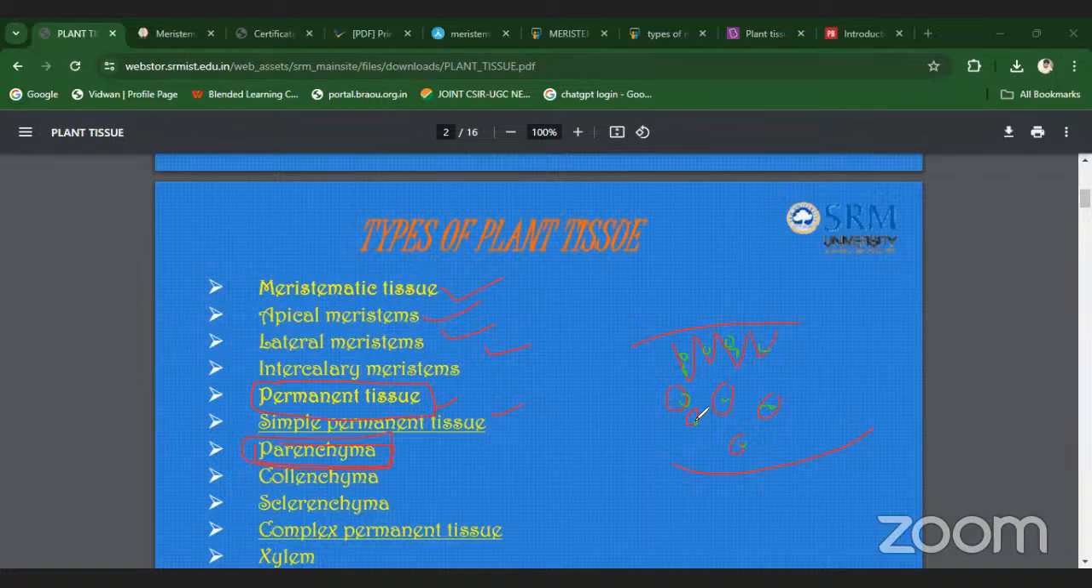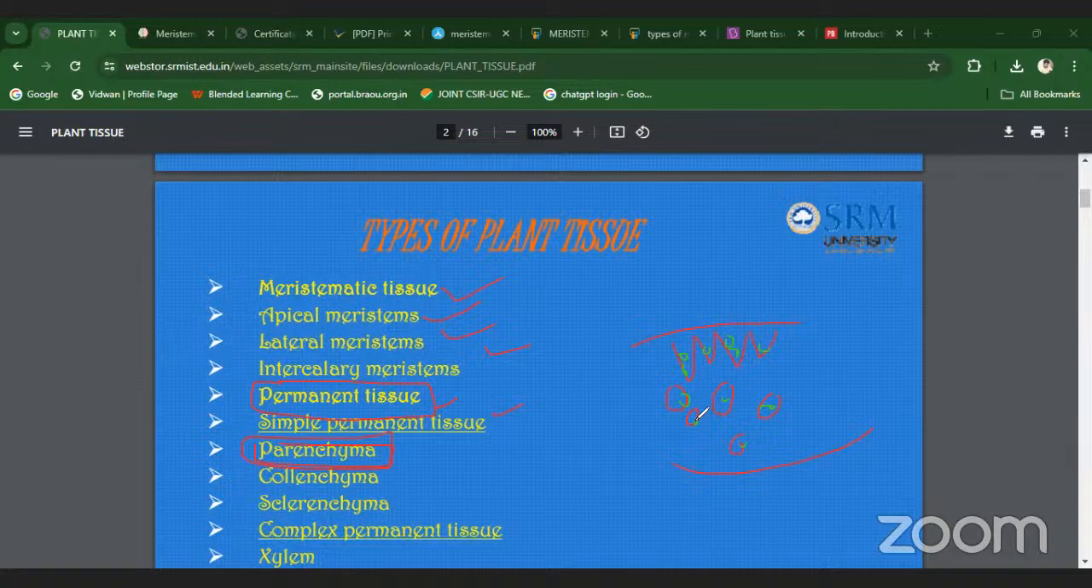Another type is storage parenchyma, for food storage. In any food storage region, this type of parenchyma is present, storing sugar and other carbohydrates. Can you give an example of storage parenchyma? Tubers, sir. Tubers, like potato.